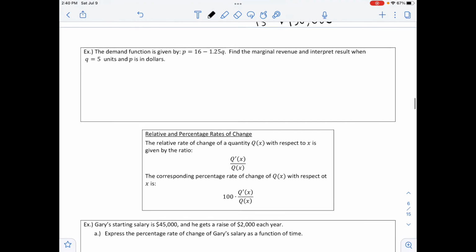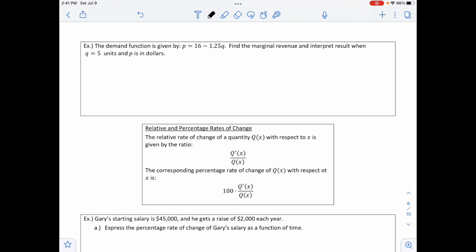We have another example at the top of the next page that I'm going to go ahead and circle, and we're going to look at this one together in class.